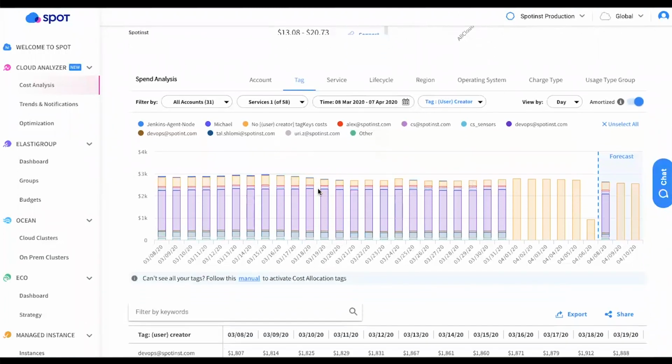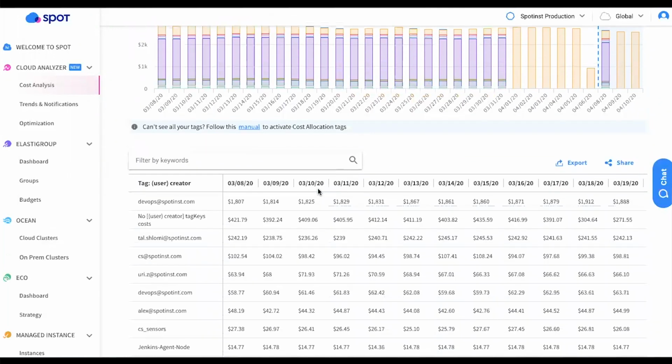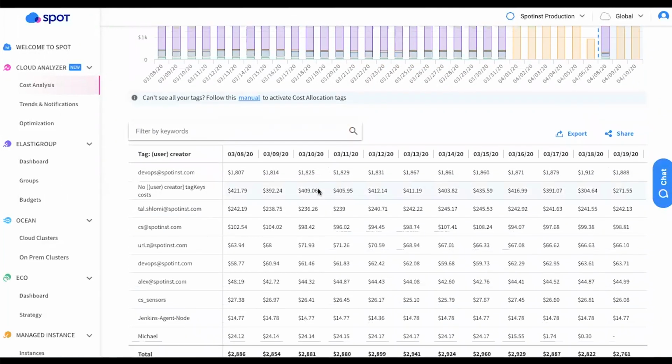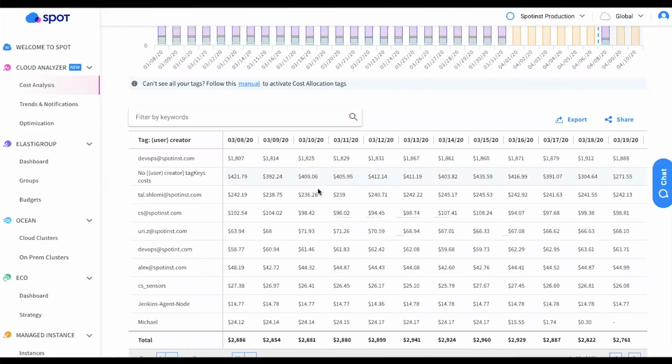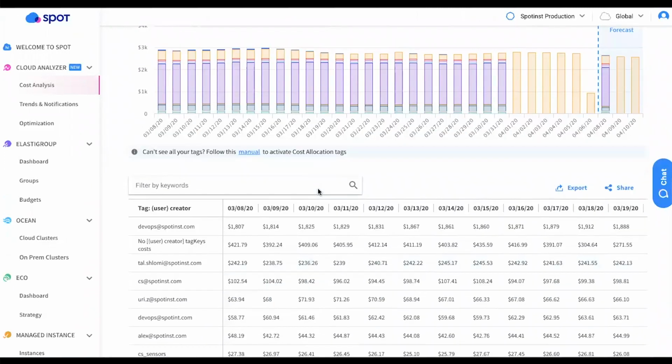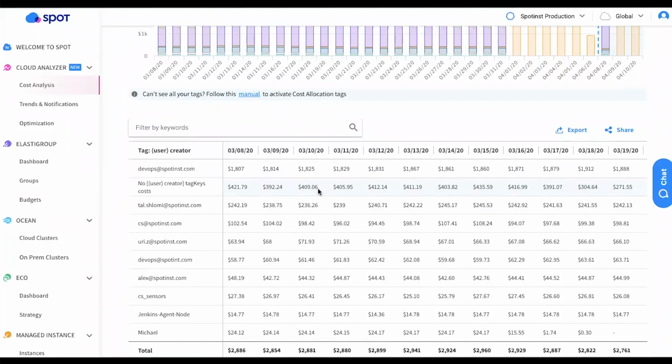So moving along, you can see over here there's a table that has all of the data from the graph above. And of course, the table will reflect all the modifications, all the groupings, all the filtering that you do above, so you can see the data exactly in the way that you want. You can export that data, you can share it with others, etc.